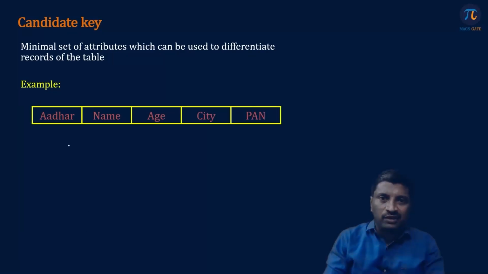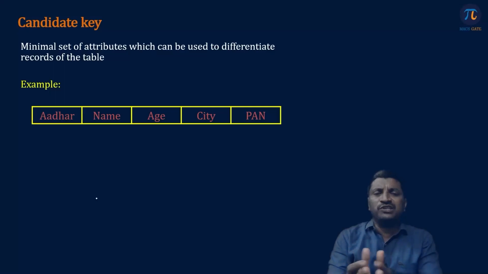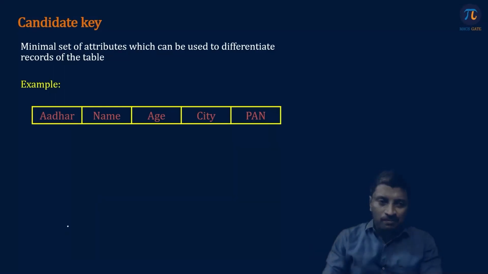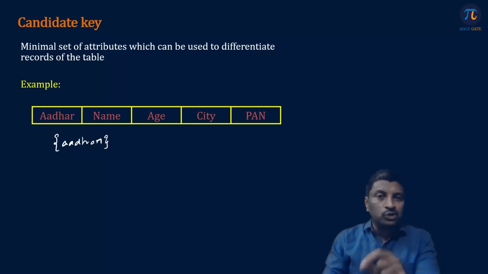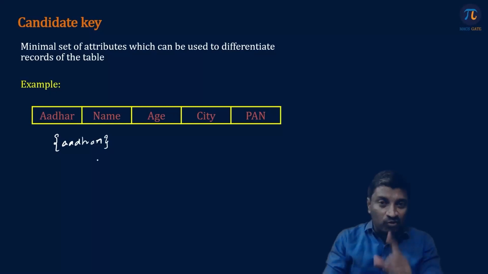suppose we have a relation with attributes Aadhaar, name, age, city, PAN. As per our knowledge, Aadhaar number is not same for any two persons. So we can use Aadhaar number to differentiate any two persons. That means the set with attribute Aadhaar can be used to differentiate any two records of the relation. Now the second point is whether it is minimal set of attributes or not. Since this set is having only one attribute, surely it will be the minimal set of attributes.